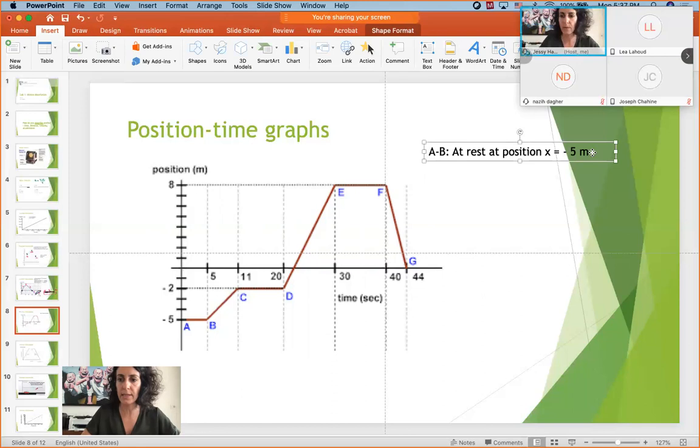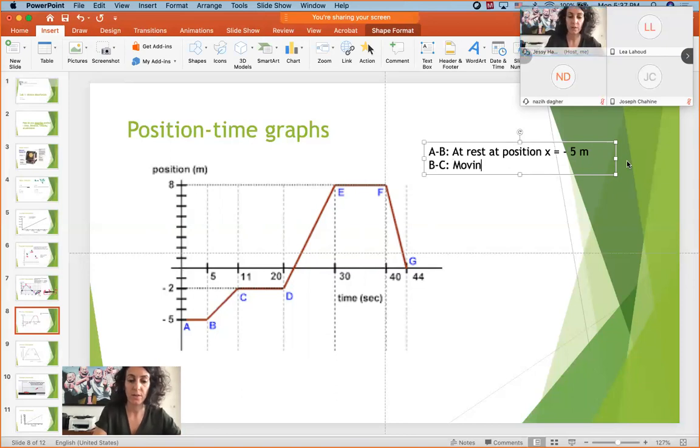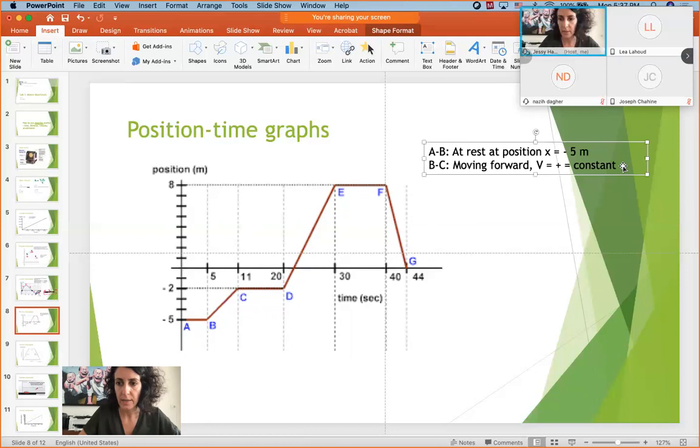All right, now let's try from B to C, what happens. Am I moving forward or backwards? Yes, moving forward. I love this. V is constant. Okay, V equals positive, equals constant. I like this. Okay, then what happens? Is it positive? Yeah, positive because positive slope. Even if my position is on the negative side, I don't care.